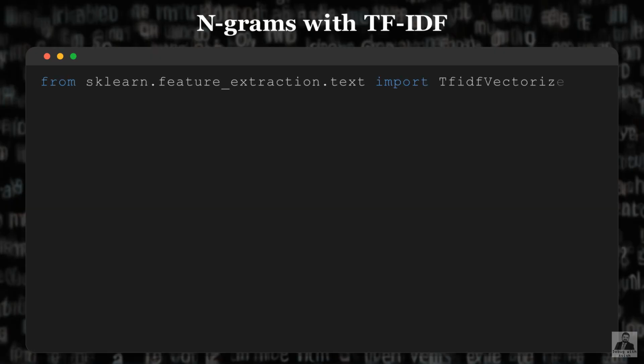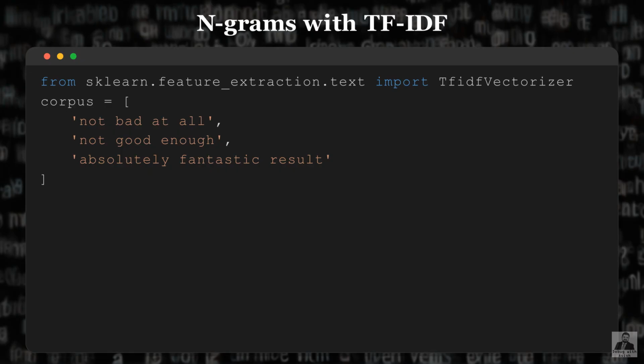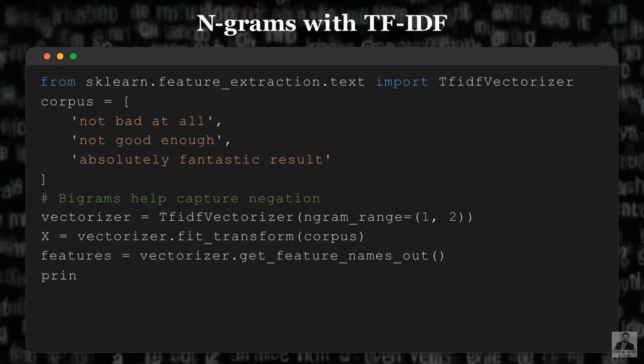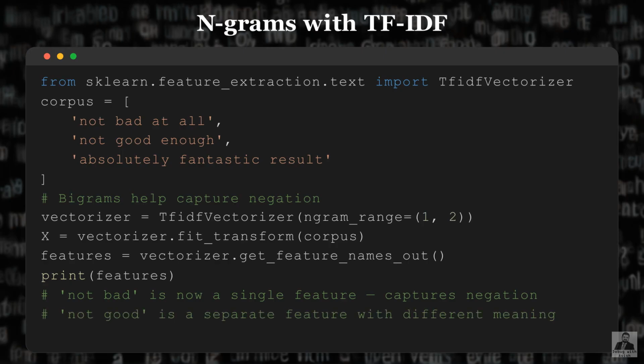Combining n-grams with TF-IDF is extremely powerful for capturing context. Here, the phrase "not bad" is treated as a single feature separate from "bad" alone. Without bigrams, "not" and "bad" would be 2 independent unigrams and the negation meaning is lost. With bigrams, "not bad" and "not good" become distinct features with their own TF-IDF scores. This is particularly important for sentiment analysis, where negation words completely reverse the meaning of the word that follows them.